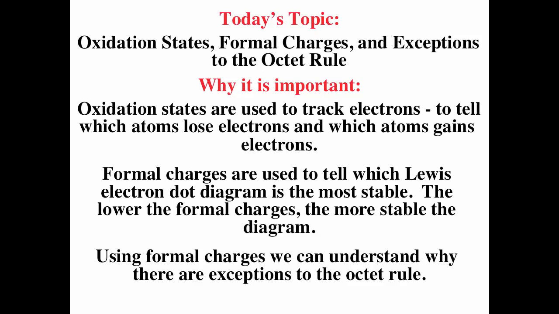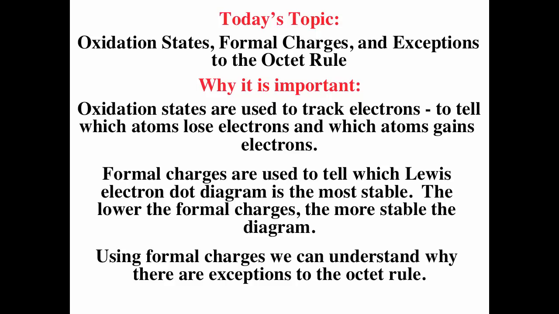Now this video is on oxidation states, formal charges, and exceptions to the octet rule. And so oxidation states are used to track electrons to tell which element lost or gained an electron during a reaction. Formal charges are used to tell which Lewis electron dot diagram is the most stable. The lower the formal charges, the more stable the diagram. Now we had been using the concept of the noble gas to determine if a Lewis diagram was stable. Using formal charges often can be more accurate.